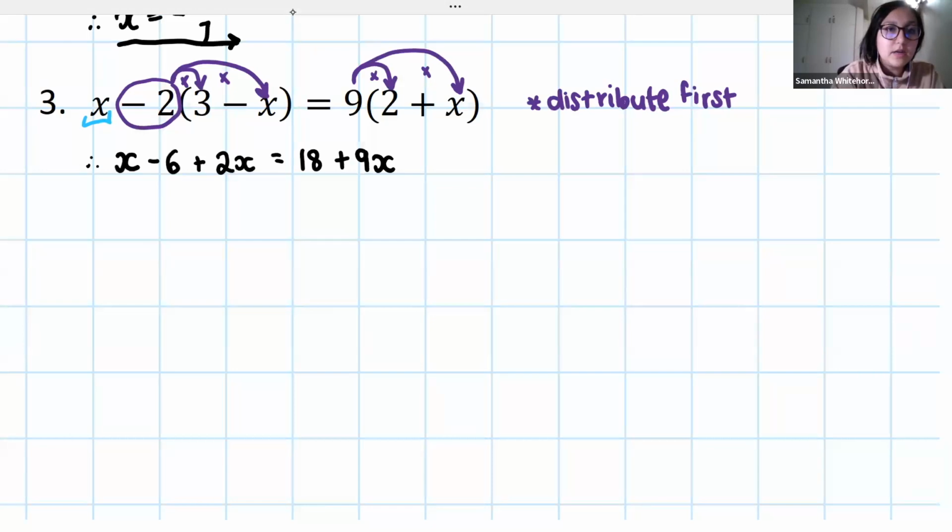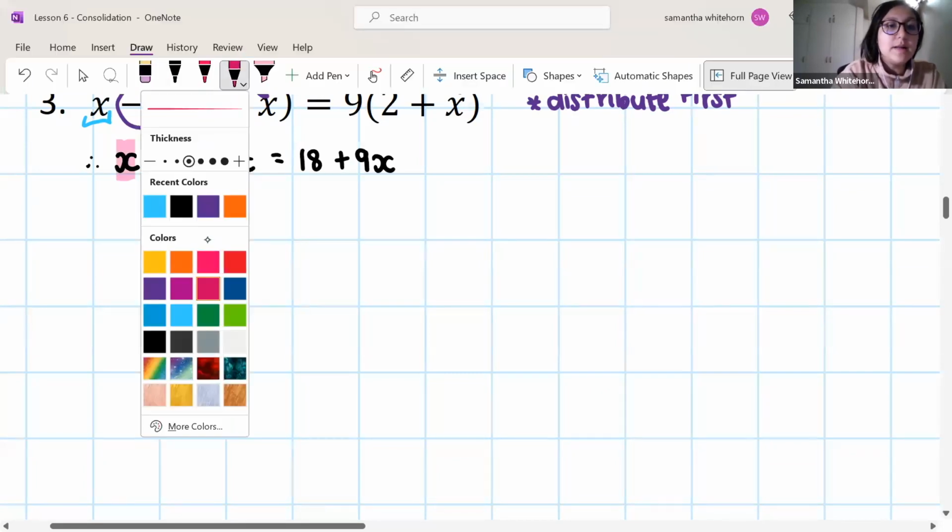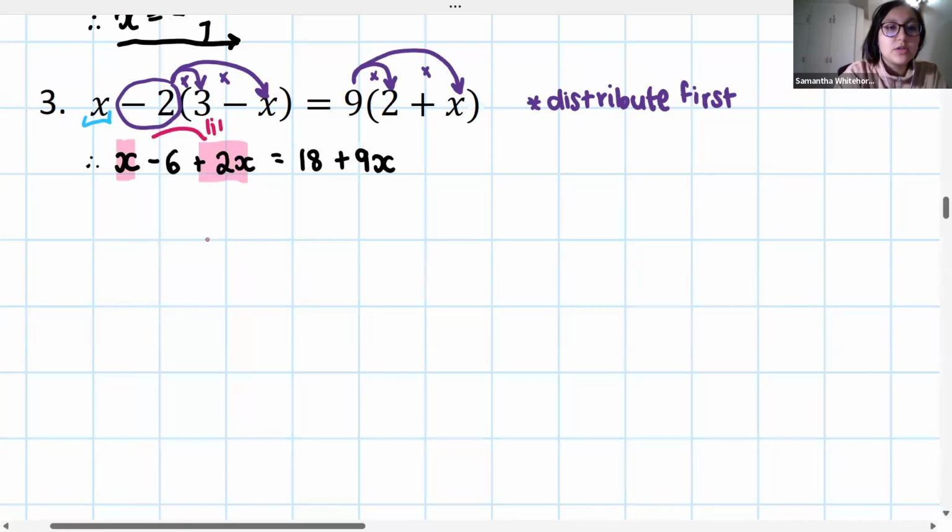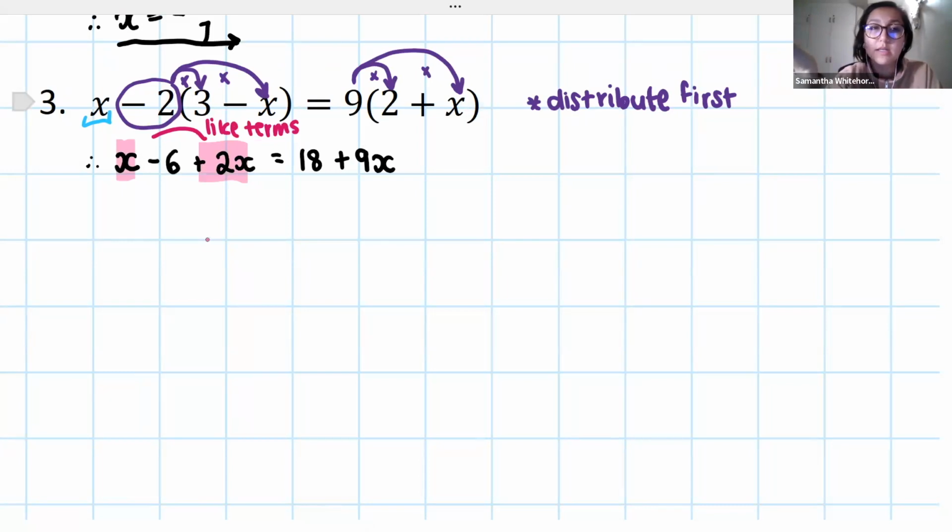Now, guys, quickly, what I want you to notice is that on the left-hand side, you've got like terms. Now, remember, if you think back to the algebra we did way back when, like terms are really important because you can add and subtract them. Now, you don't have to add the x with the 2x. It makes no difference. As long as you still apply all of your inverse operations, you will get the same answer. But what it does do is it decreases the number of terms we have to stress about. So I am going to add them together. x plus 2x gives me 3x minus 6 is equal to 18 plus 9x.